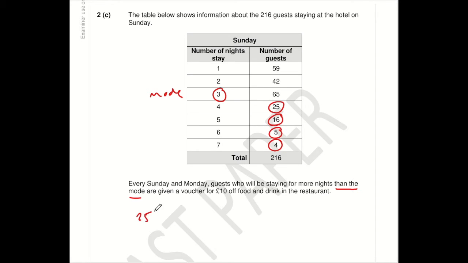So we just need to add 25 plus 16 plus 5 plus 4. And if we add all that together, let's just grab a calculator. 25 plus 16 plus 5 plus 4 is 50. So 50 people get the £10 off. So that's 50 times £10, which is £500 in total.